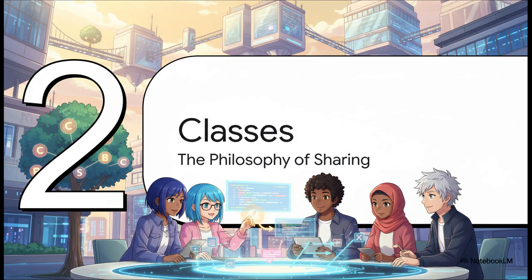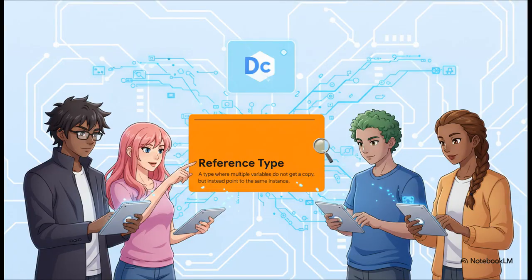Now let's flip the script and explore a completely different world, the world of classes and their philosophy of sharing. You see, classes are what we call reference types. Instead of making copies, different variables can all point to or refer to the one and only single instance of data in memory. So forget about photocopies. This is more like sharing a link to a single Google Doc. Everybody's looking at and editing the exact same thing.